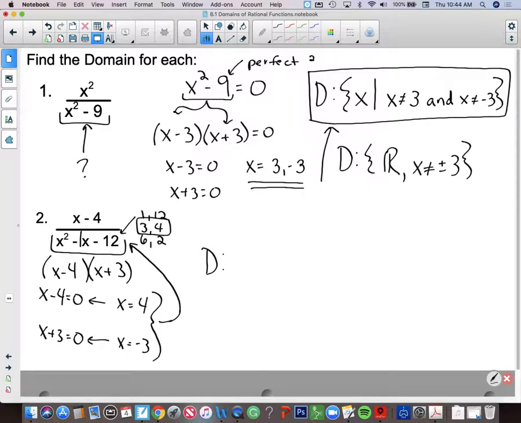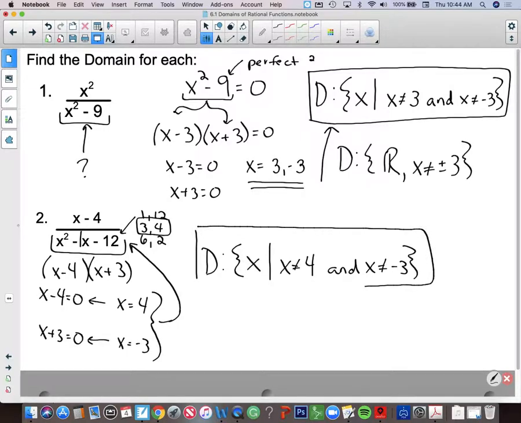So domain: set of all x such that x cannot equal 4 and x cannot equal negative 3. So that is what I would have for the domain of this rational function. Hopefully you guys are seeing how we don't really forget about the stuff that we just did in the last chapter. We're using it again here. So we're factoring and solving, but that's going to tell us numbers that we cannot have in our domain.